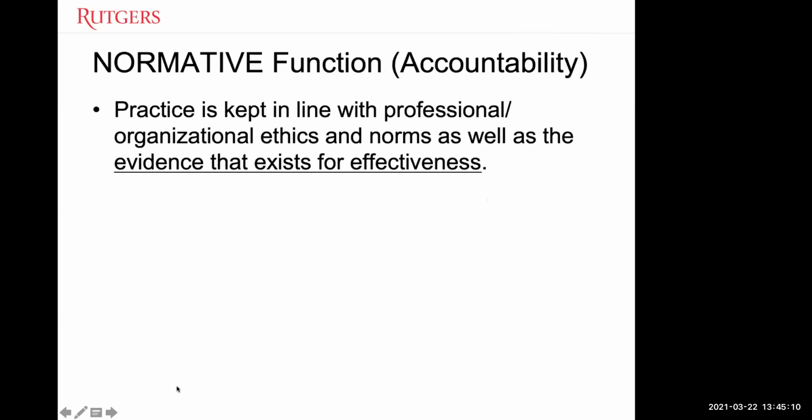So we got restorative, say I'm with me, restorative, formative, normative. And norm, you can think of the guy in Cheers, or what it actually means is the norms of our practice, the professional and organizational ethics and norms. And I've added this, Bridget Proctor didn't go this far, but I've added as the evidence that exists for effectiveness.